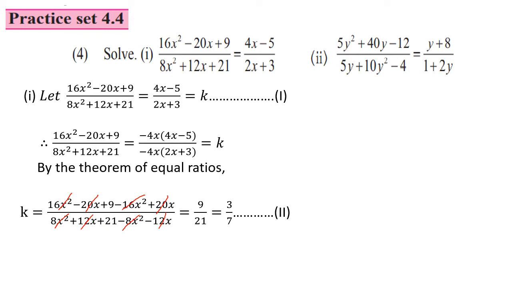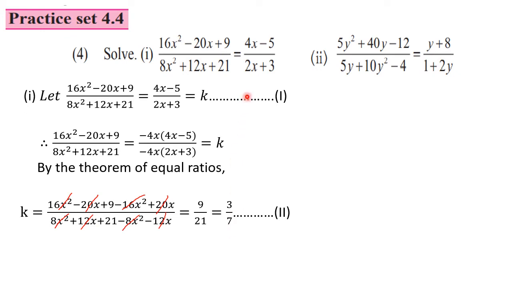And when they got cancelled here, we got the numbers which are left out, that is 9 upon 21, which we can reduce further to 3 upon 7. Now observe statement number 1 and statement number 2. See, these two ratios are also equal to k, and the new ratio which we got by using the theorem on the equal ratios, 3 upon 7, that is also equal to k.